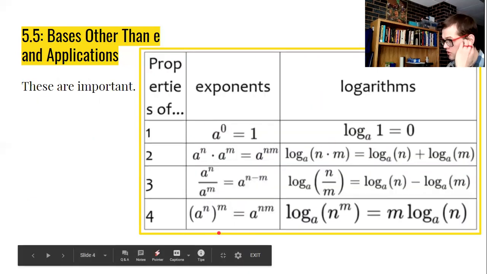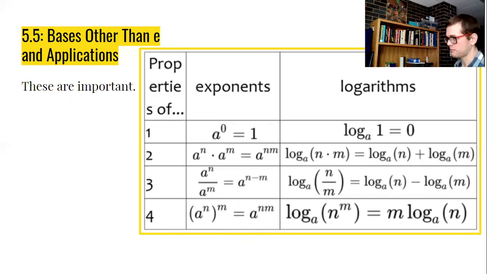All right. Also, each property of exponents has a related logarithm property. So properties of exponents, properties of logarithms. Maybe I should say laws of exponents, laws of logarithms. That was very terrible. It's okay if you want to boo me for that one.